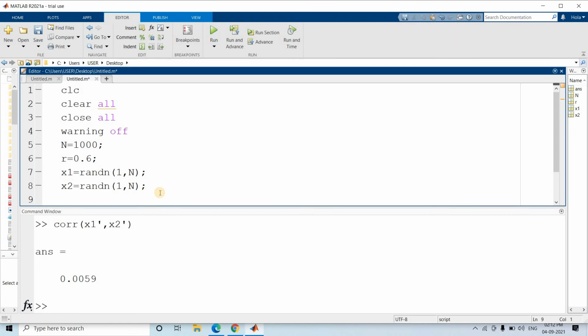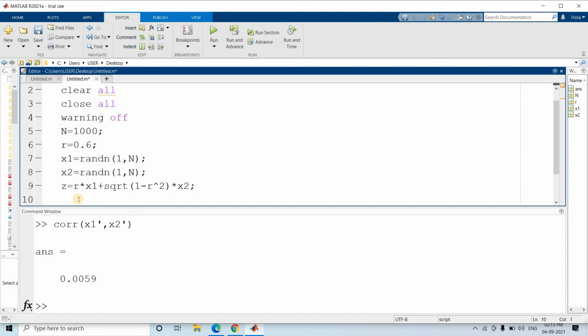Now we will create another random variable, z equal to rho multiplied by x1 plus square root of 1 minus rho squared, multiplied by x2. Okay, so this generates our random variable z, and if we calculate the correlation with respect to x1, we should get the correlation value as 0.6.